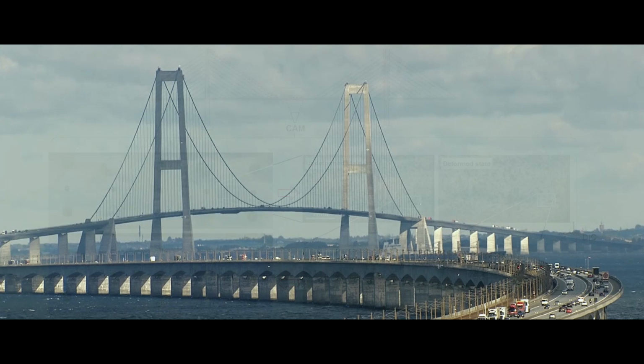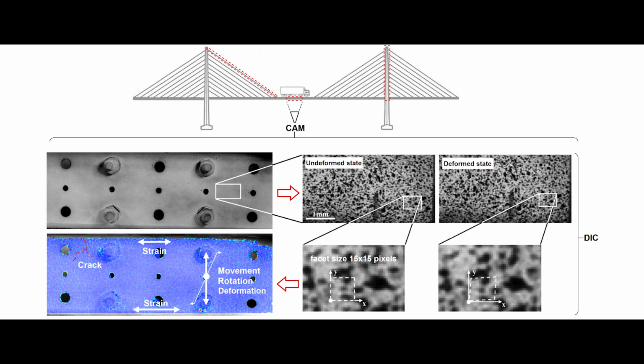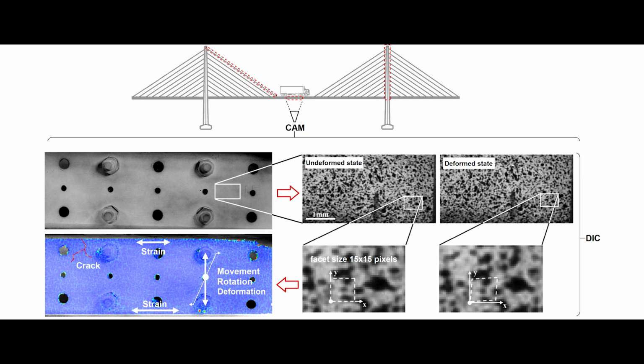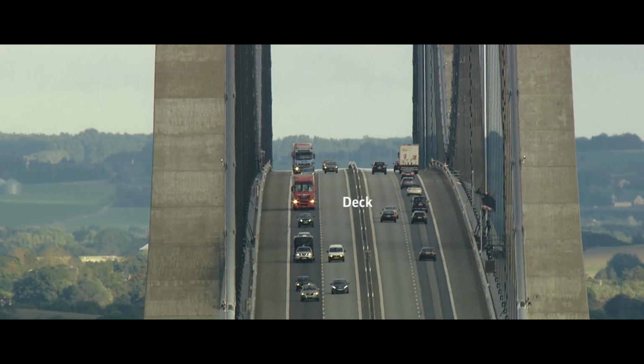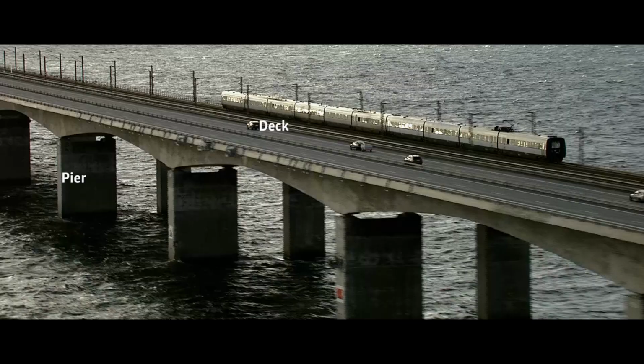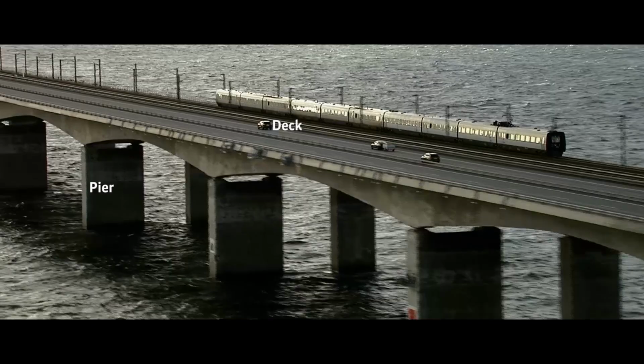The DIC method uses pattern recognition technology, cameras and image correlation algorithms to determine deformation from small movements of the image pixels. The DIC technology can be used for measurement of displacements and local strains, typical examples being bridge deck displacement and rotation, bearing movement, cable deformation, pier deck relative movement and local strains and stresses.